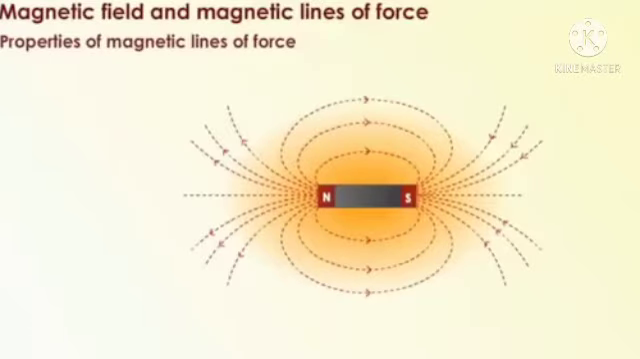Properties of magnetic lines of forces. The following are the properties of magnetic lines of force. They are closed continuous curves. They travel from the north to the south pole outside the magnet and from the south to the north pole inside the magnet. They contract laterally as they bend along the length of the magnet. They mutually repel each other. They never intersect each other.